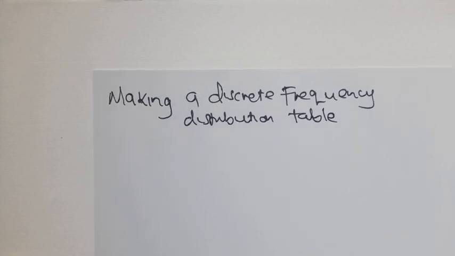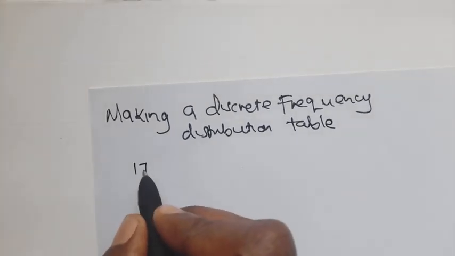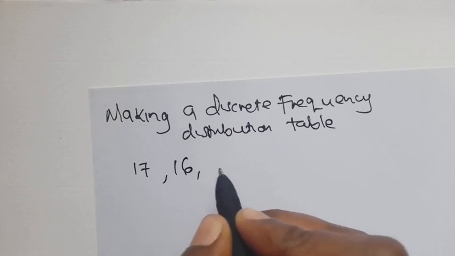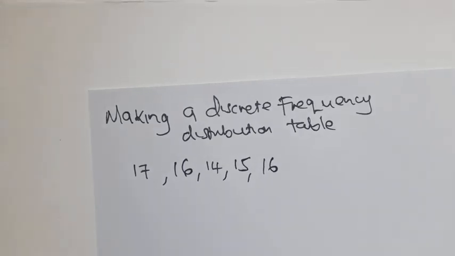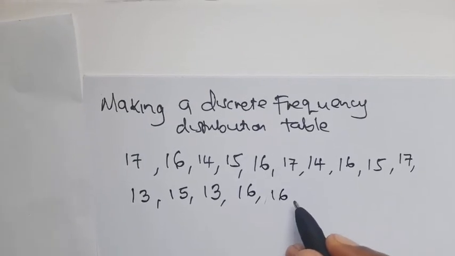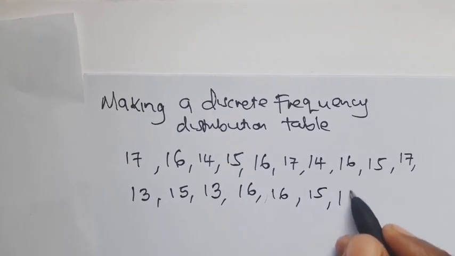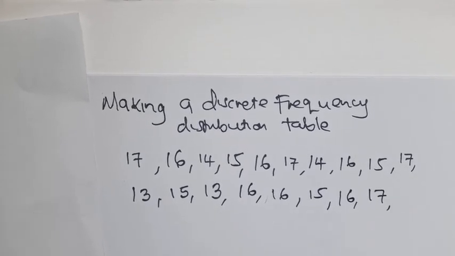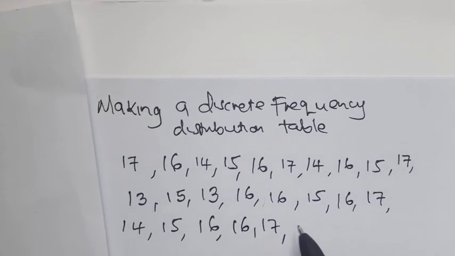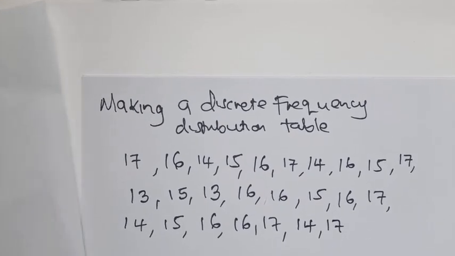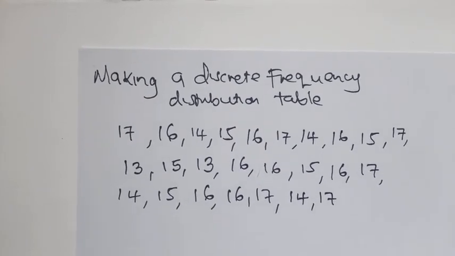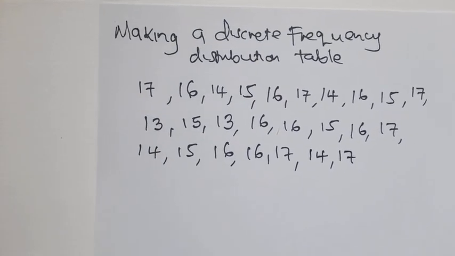and the data given according to our question is 17, 16, 14, 15, 16, 15, 16, 17, 14, 15, 16, 14, and 17. So this is the data that we have been given. We want to come up with a discrete frequency distribution table.